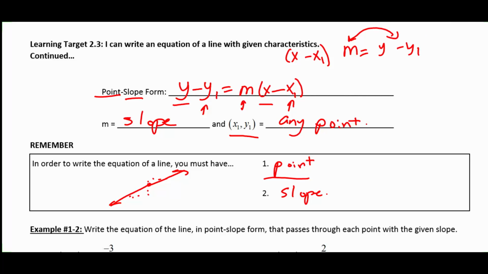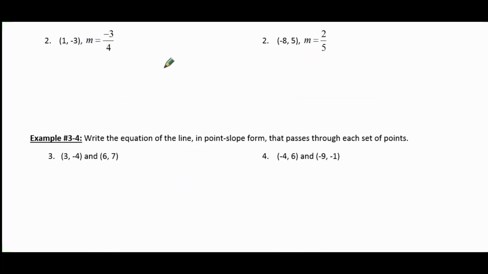Alright, make sure you've got everything paused if you need to write stuff down, because I'm going to move this down. Okay, so for these problems, we have a point and we have a slope. This is our x1, this is our y1. Let's write down our equation. So it's y minus y1 equals my slope times x minus x1.